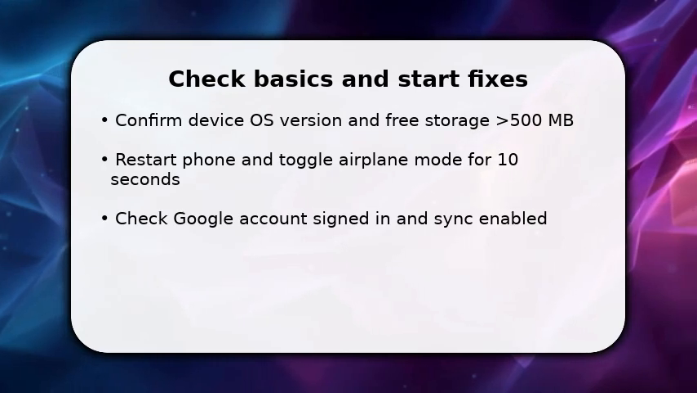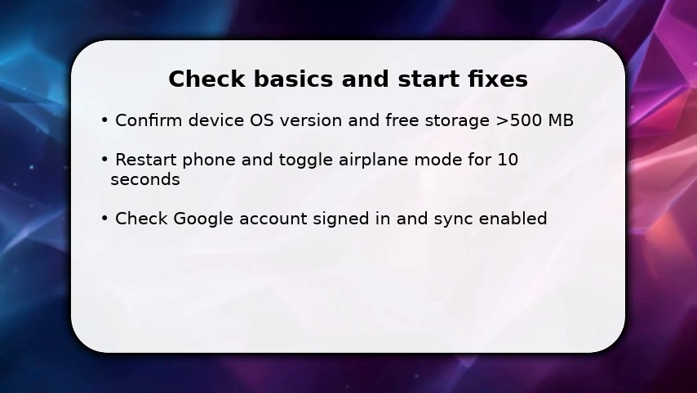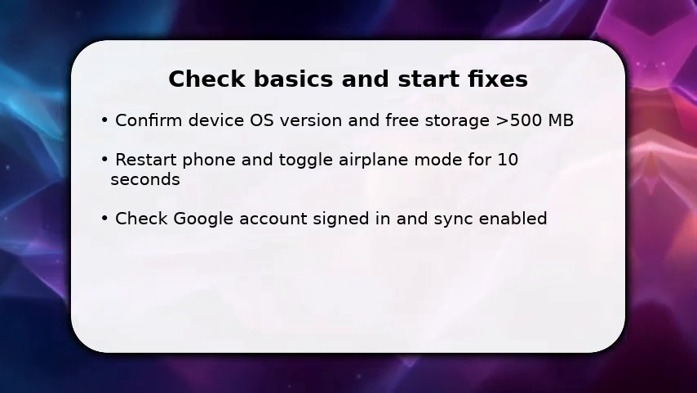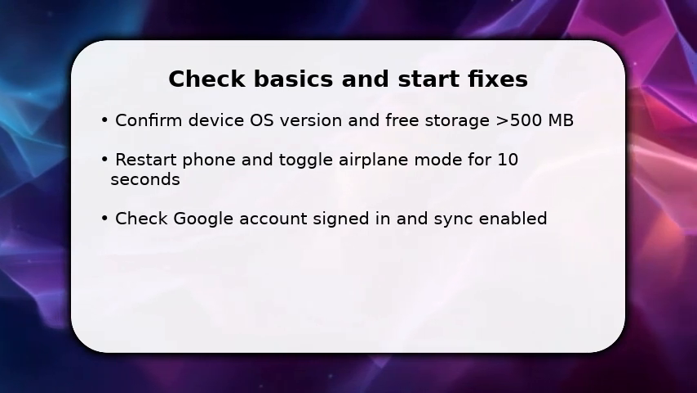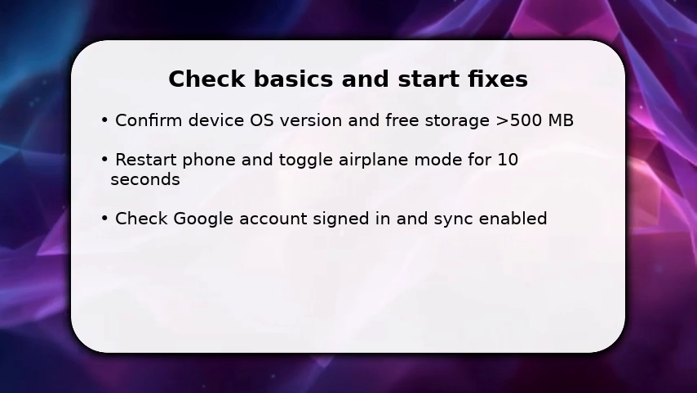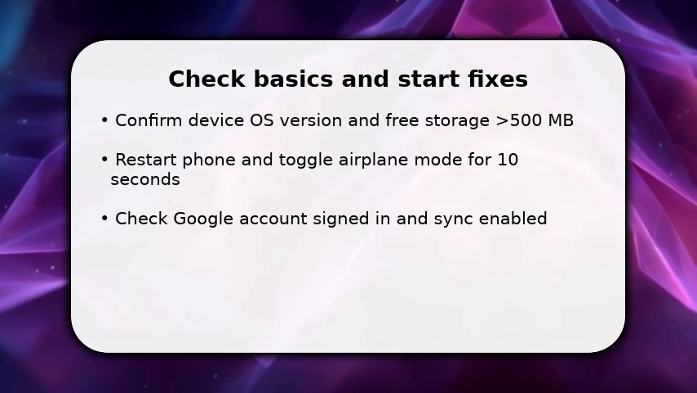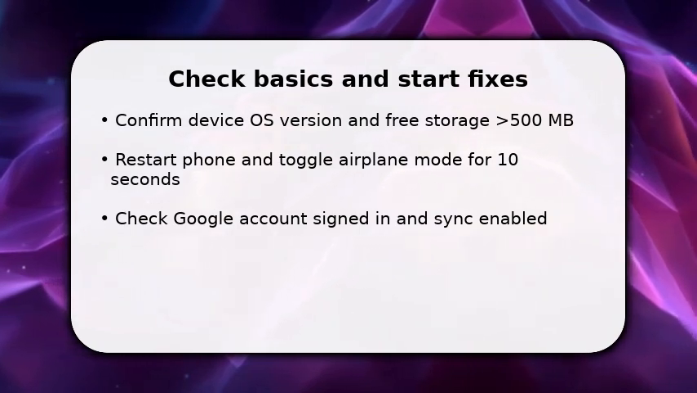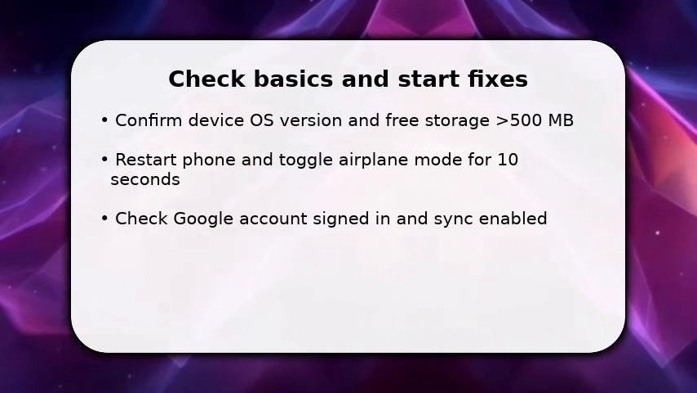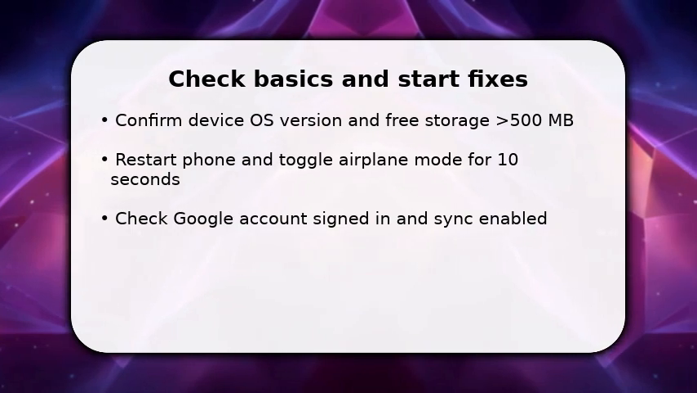You'll begin by verifying core prerequisites and taking immediate actions. First, check Android version and free storage, outdated OS or low space blocks updates. Next, restart the device and toggle airplane mode for about 10 seconds to refresh network stacks. Once done, open settings and confirm your Google account is signed in and sync is active. This ensures Play services can authenticate. These steps clear the most common transient issues and prepare the device for targeted troubleshooting.